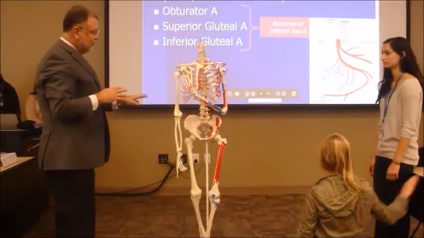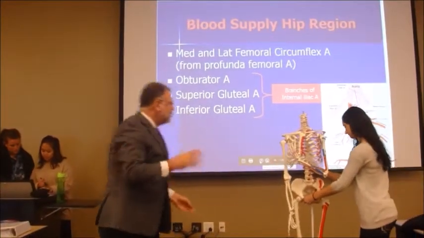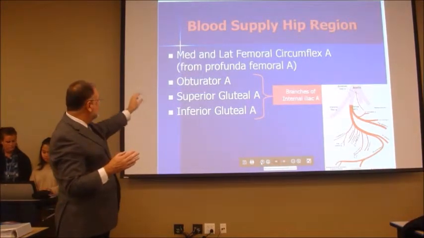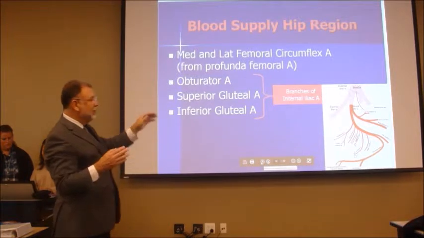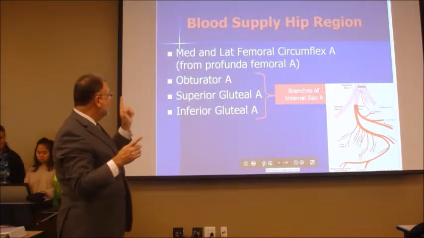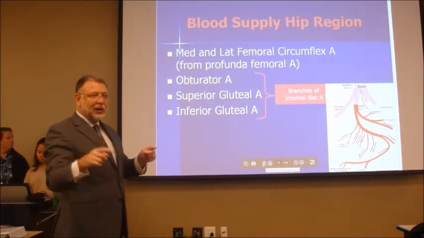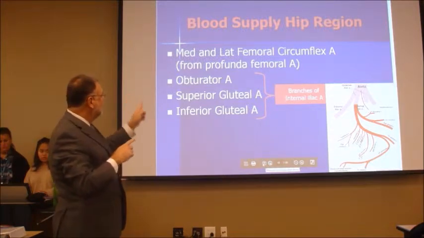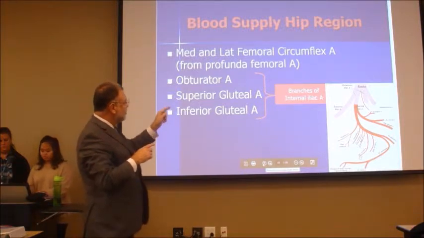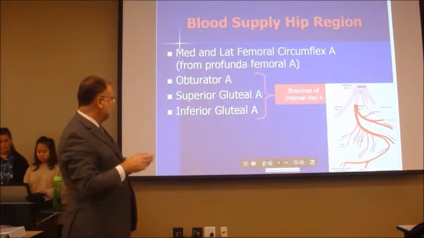Just a reminder of the blood supply. Blood supply is going to be given by two major arteries as the internal iliac artery branches to the obturator artery and both gluteals, superior and inferior. Just remember that the external iliac is going to be the continuation for the femoral artery. The deep femoral artery, or the profunda, is going to be giving those circumflex, the medial and the lateral circumflex for the hip joint.